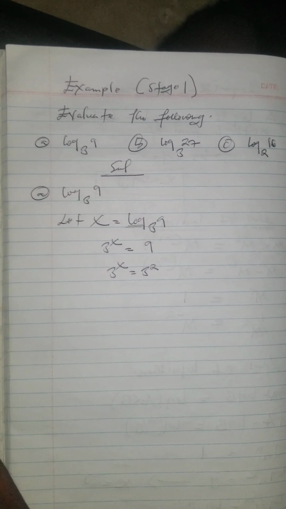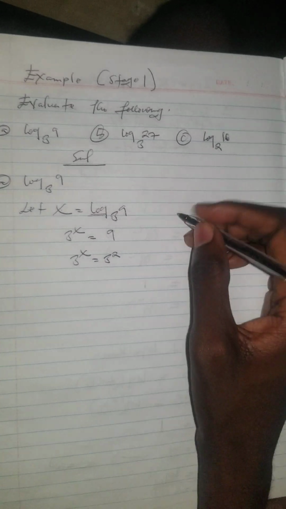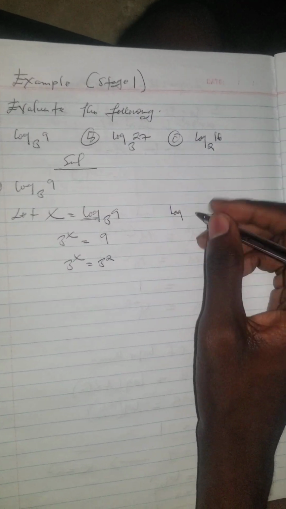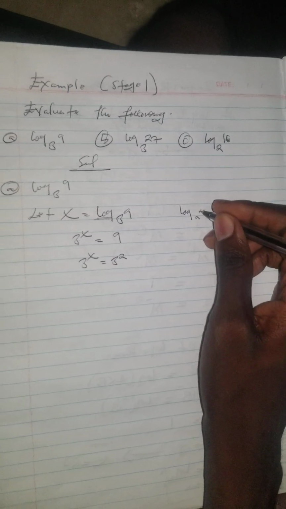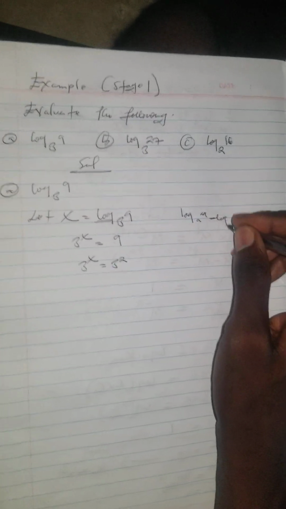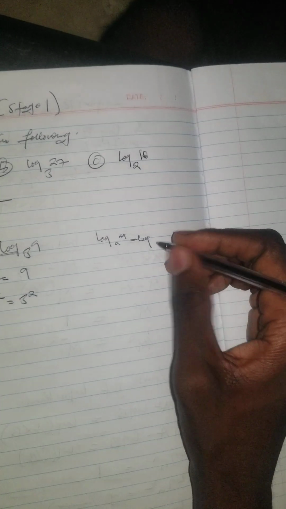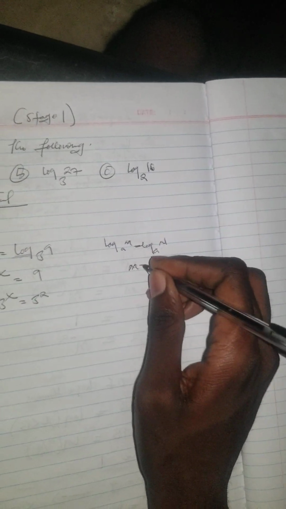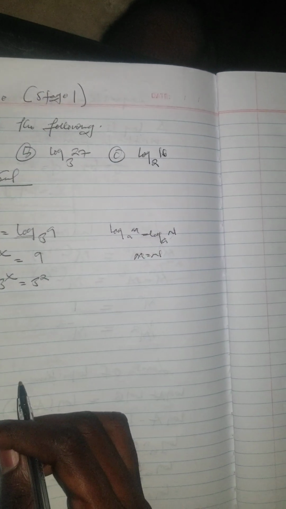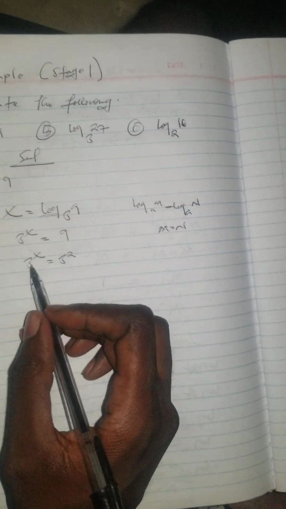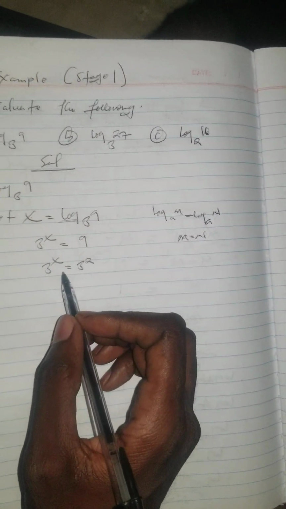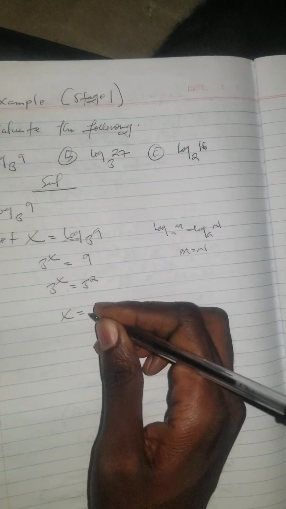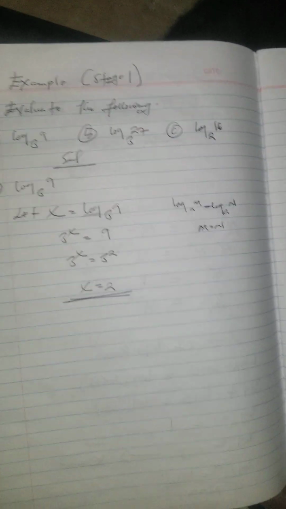What did I tell you under the laws of logarithms? For example, when you have a to the power m equals a to the power n, this becomes m is equal to n. So what does this imply? When you have the same bases and there's an equal sign in the middle, the powers become the answers. So x is equal to 2. This becomes the answer.